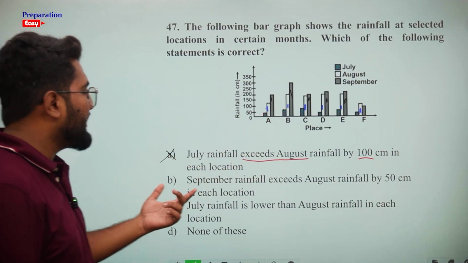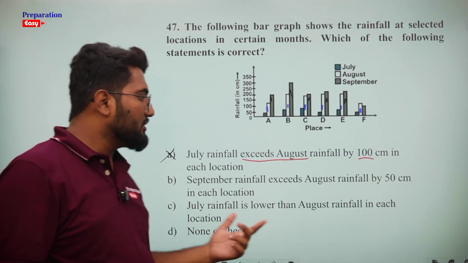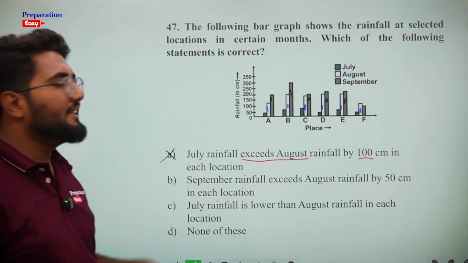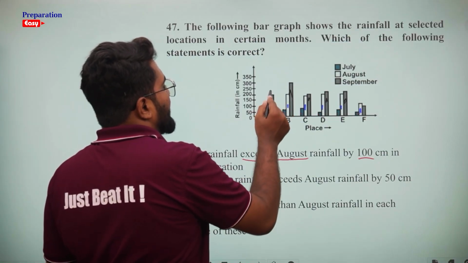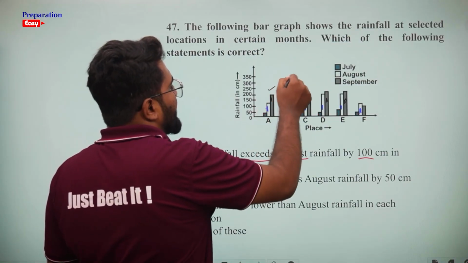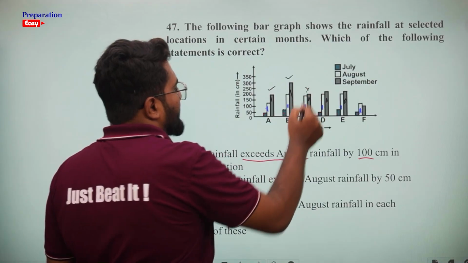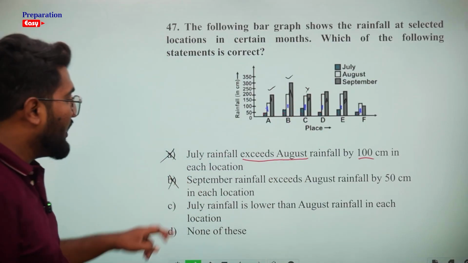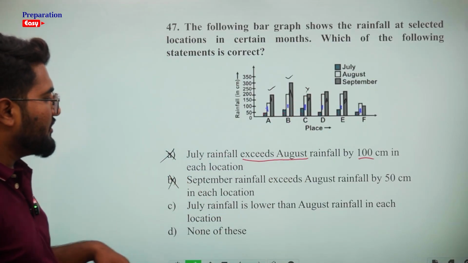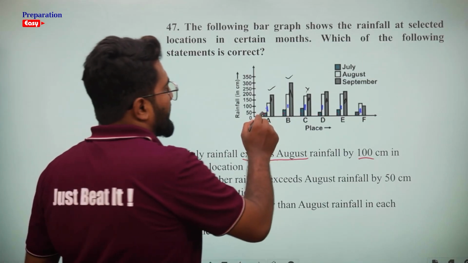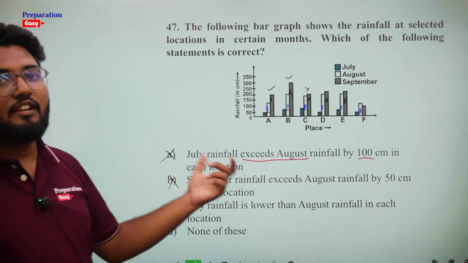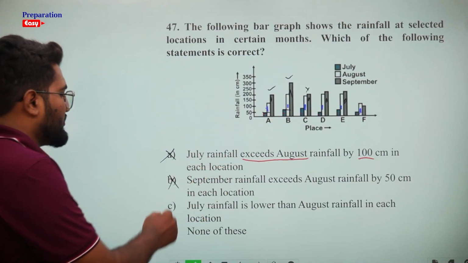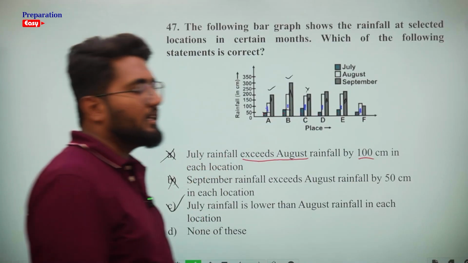Okay. What is second? September rainfall exceeds August by 50 centimeter in each location. Let's calculate. September location, at first location, yes. At second location, yes. Third one, no. So this one also cancel. July rainfall is lower than August rainfall in each location. Let's check out here. Okay. So at every location, July's rainfall is less than August rainfall. So option C will be the correct answer.